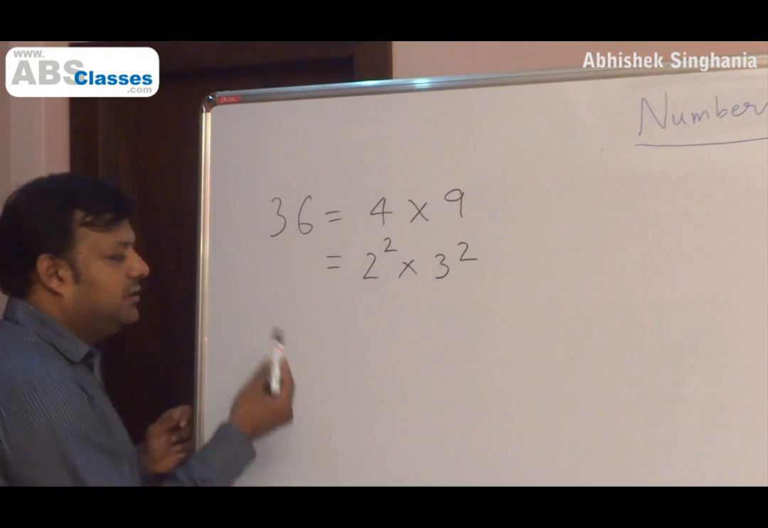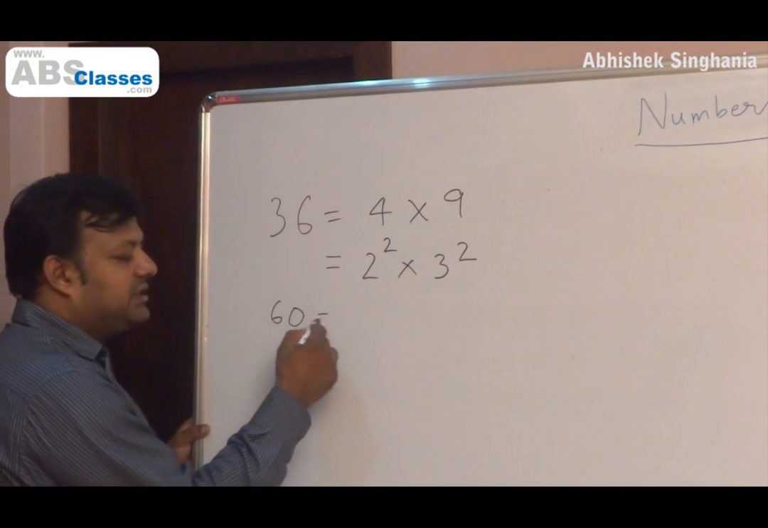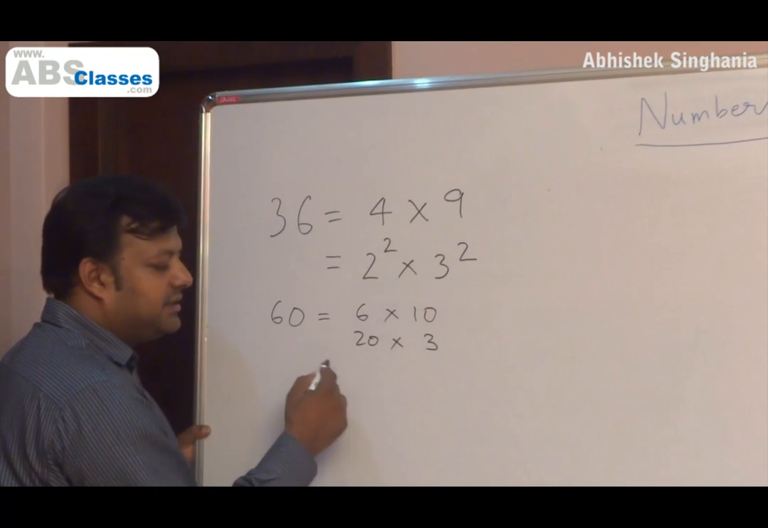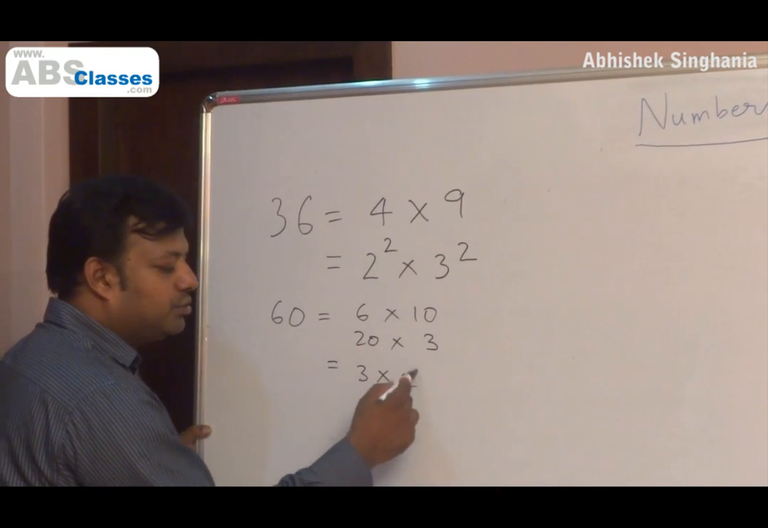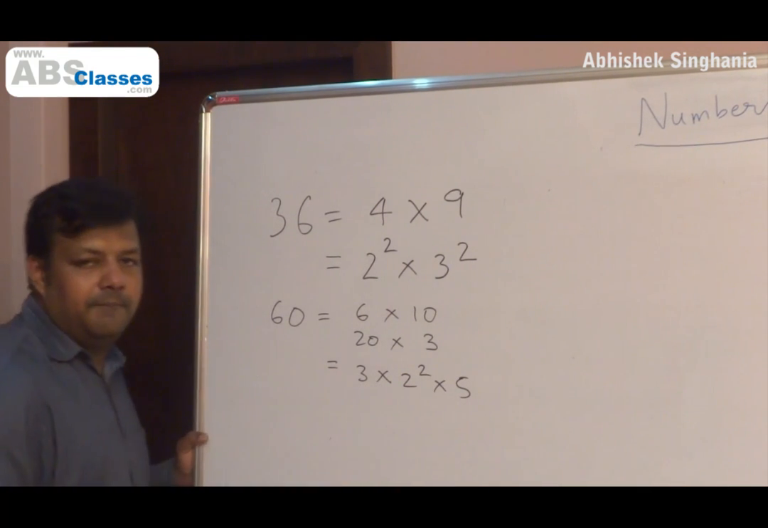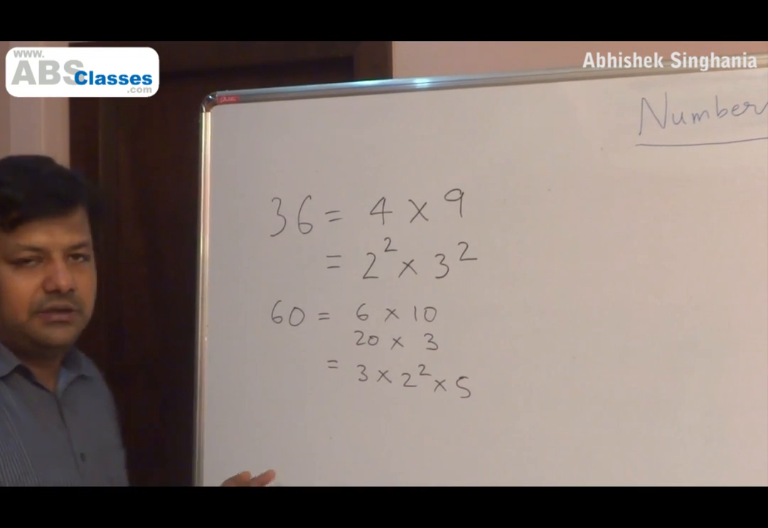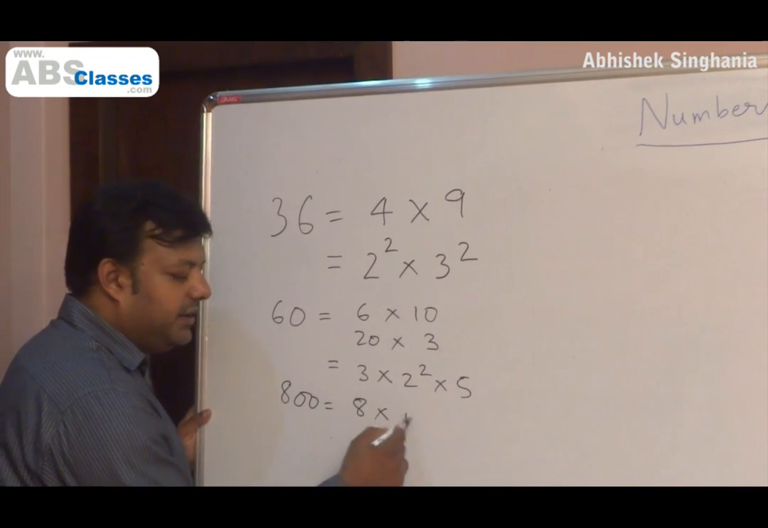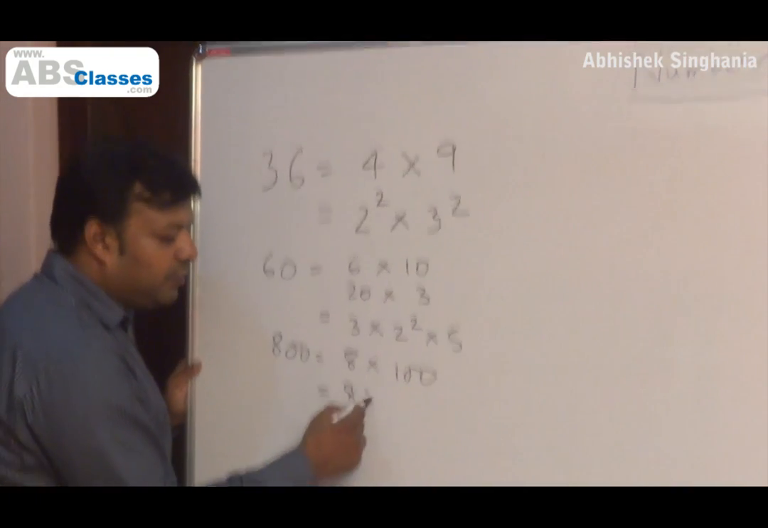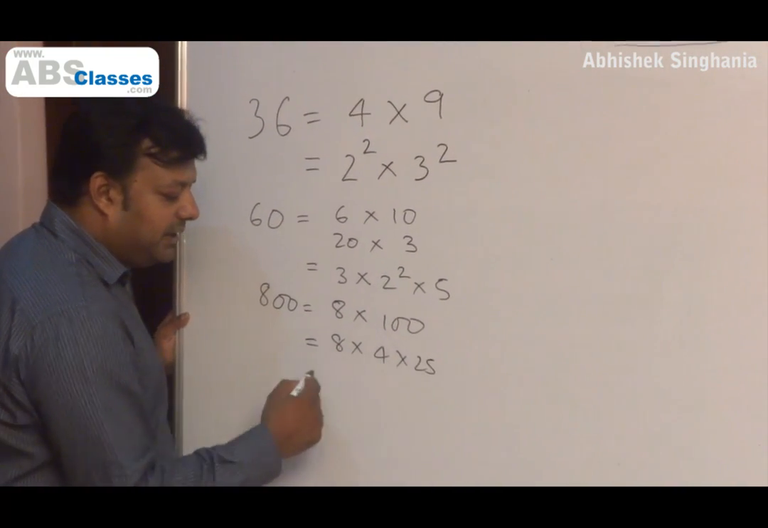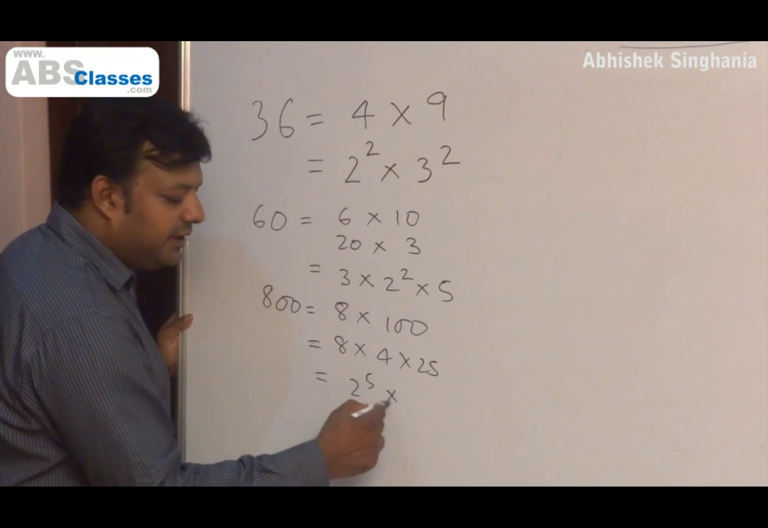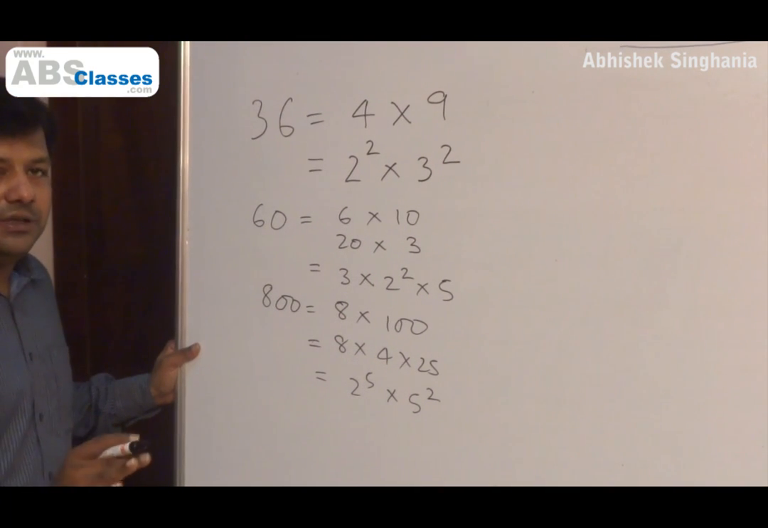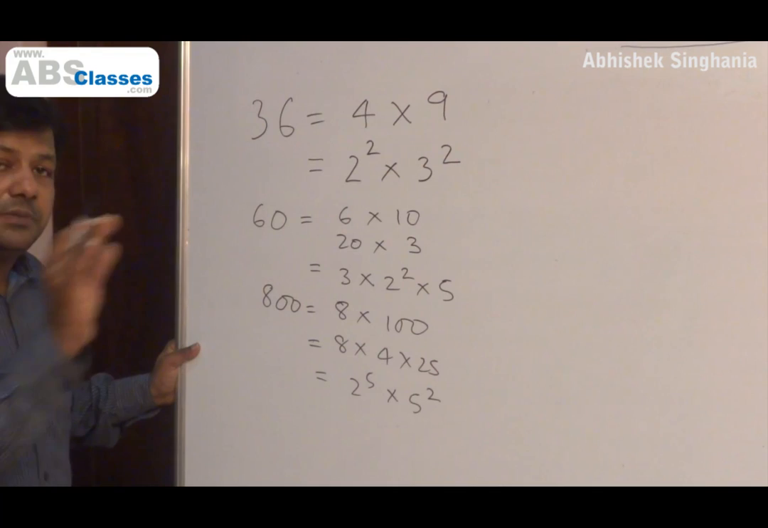For example, say 60. 60 can be written as 6 into 10, right? Or 20 into 3, no. We will write 60 as 3 into 2 square into 5. Right? This is called prime factorization. Let's take any other example, say 800. So 800 is 8 into 100, which is 8 into 4 into 25. So it can be written as 2 to the power 5 into 5 square. Right? I hope we have all understood what prime factorization means. You write the number as a product of prime numbers with their respective power.